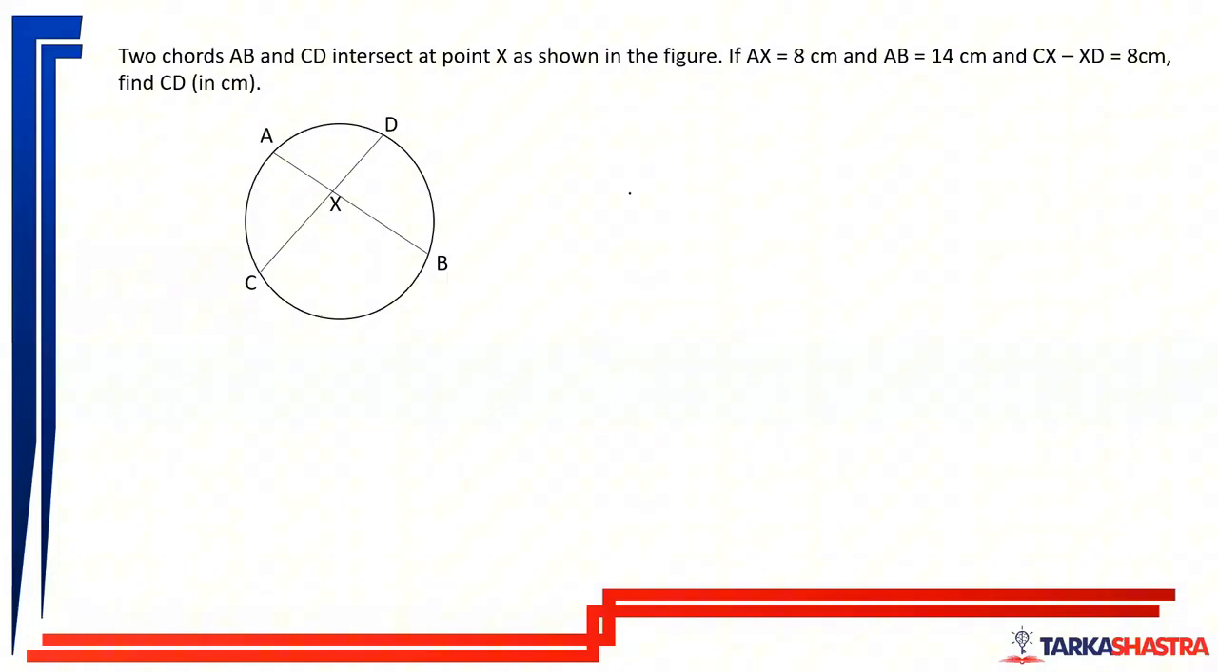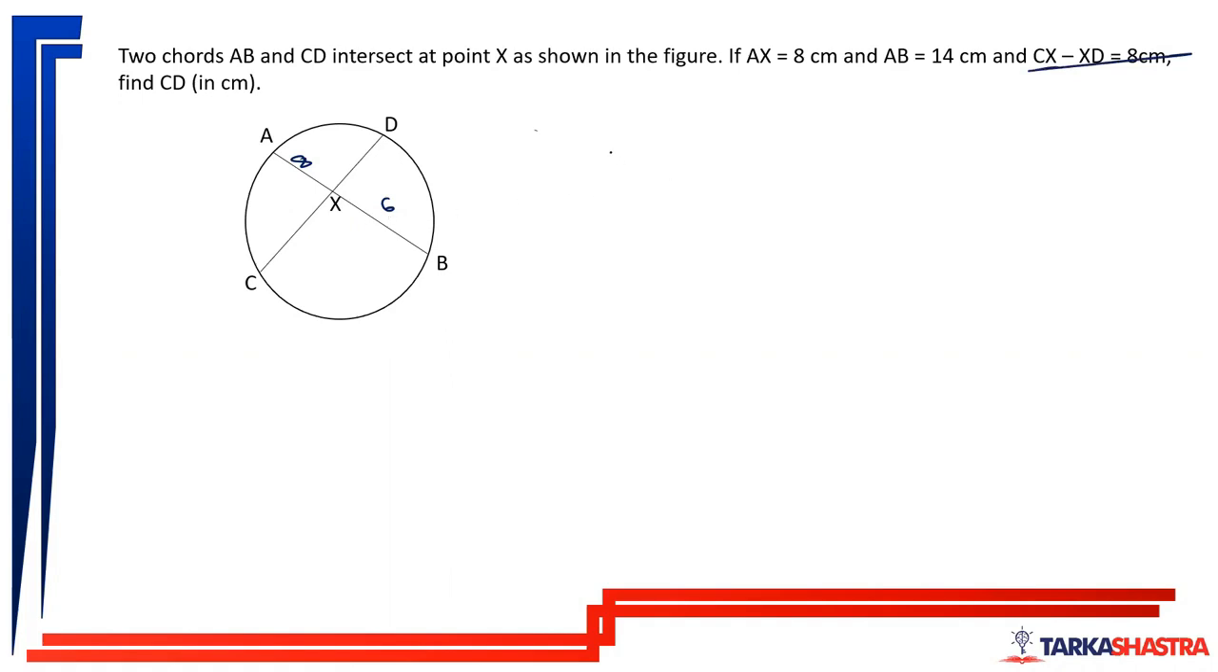Two chords AB and CD intersect at point X as shown in the figure. AX is 8 centimeters. AB is 14, so XB must be 6. CX minus XD is 8. This is what we have. We have to find CD.